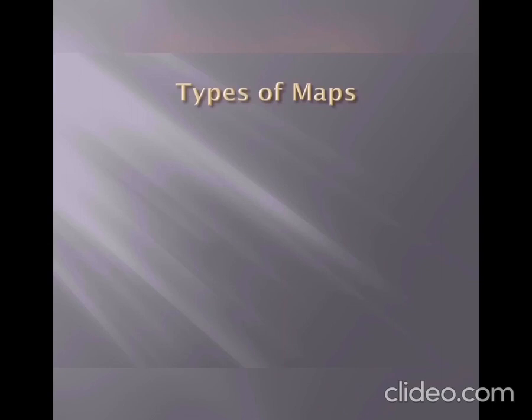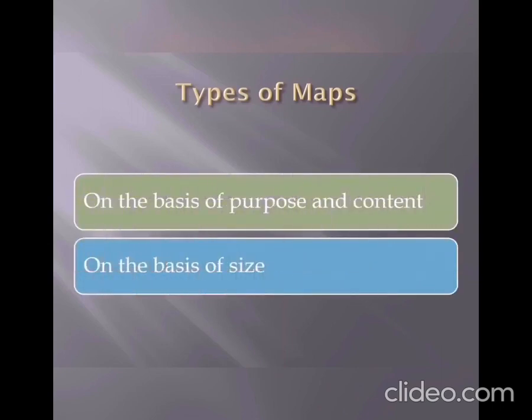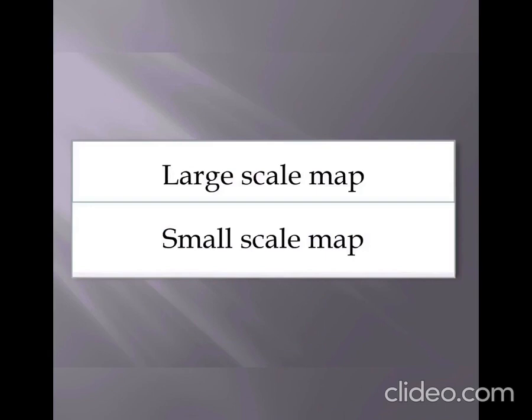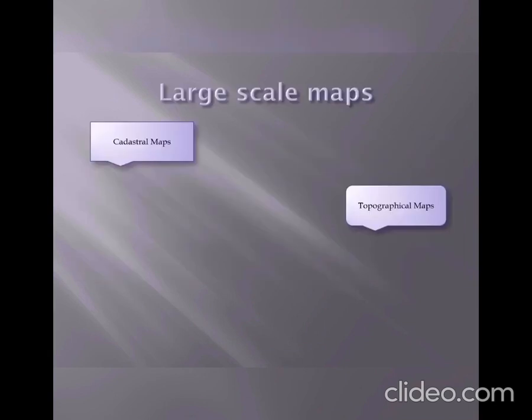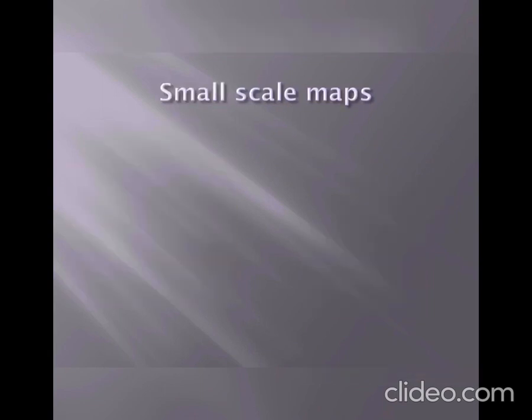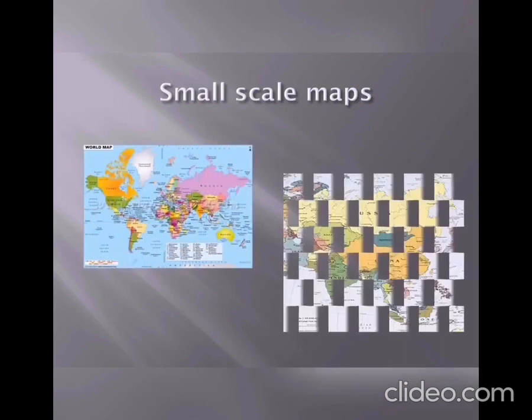Types of maps. Maps can be classified on the basis of their purpose and content, and on the basis of their size. On the basis of purpose and content, maps are further divided into political maps, physical maps, and thematic maps. On the basis of size, maps can be classified into large scale and small scale maps. Large scale maps are further classified into topographical maps and cadastral maps. Small scale maps are classified into wall maps and atlas maps.